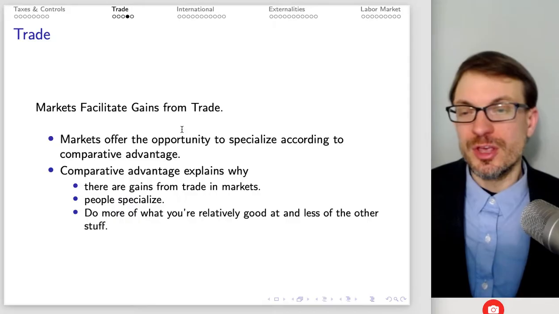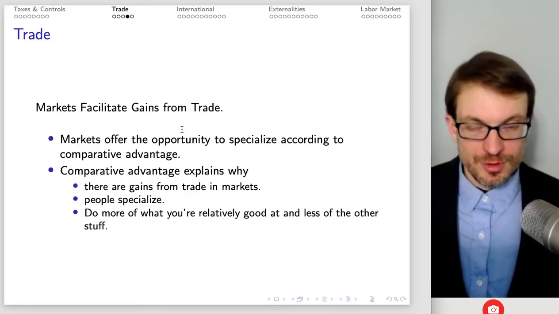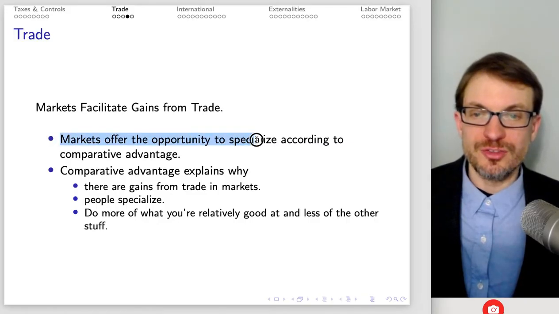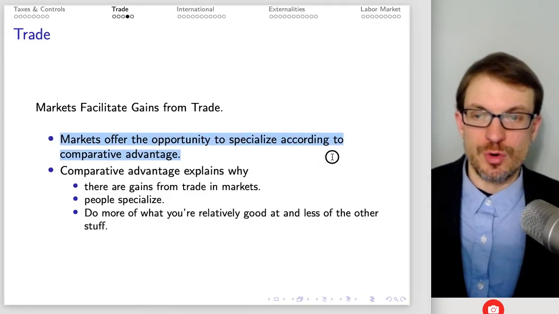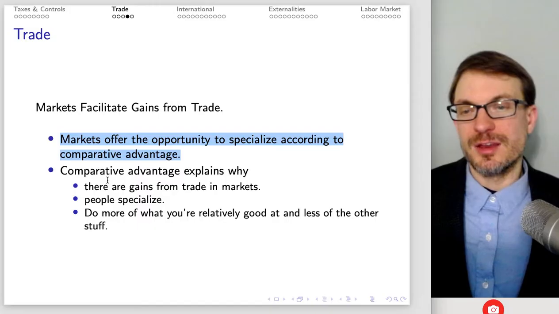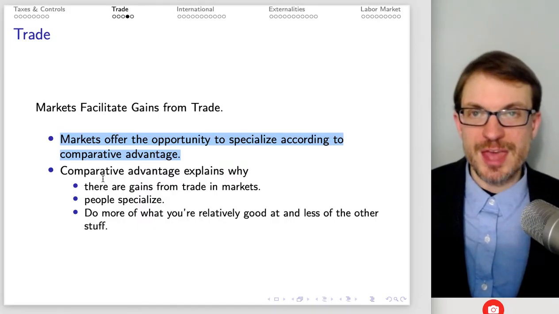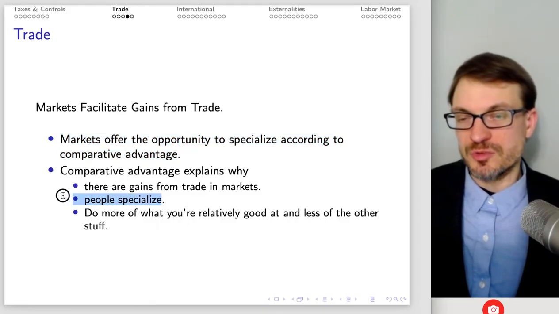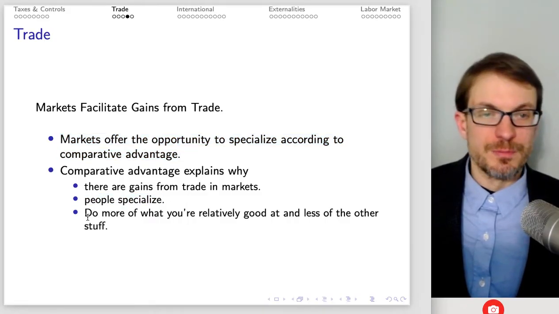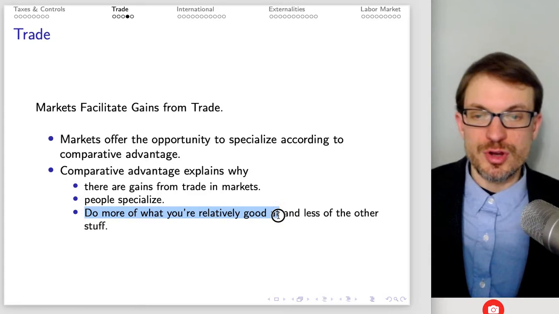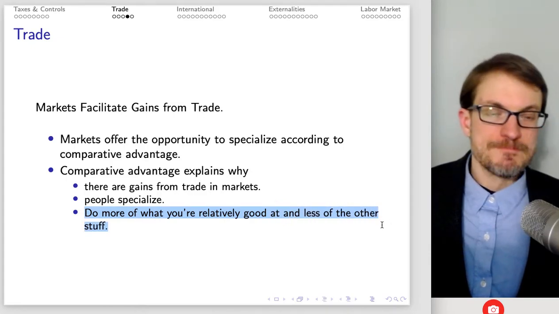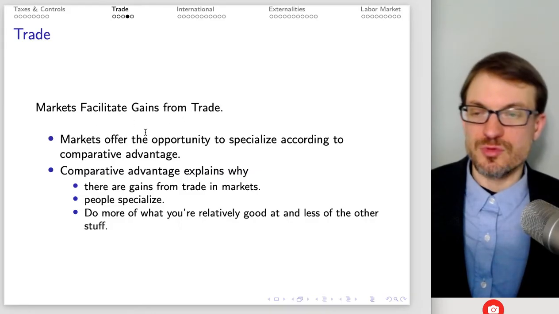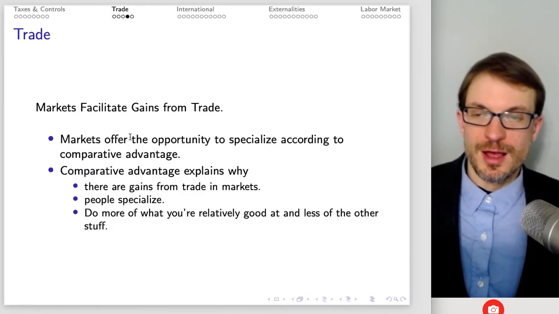Markets allow traders to be able to achieve gains from trade. So the idea is through markets, traders are able to specialize according to comparative advantage. And leveraging comparative advantage produces gains from trade in markets, allows people to specialize. And the prescription is, well, you ought to do more of what you're relatively good at, less of the other stuff. Actually, markets facilitating gains from trade, this is like the key insight from Adam Smith.